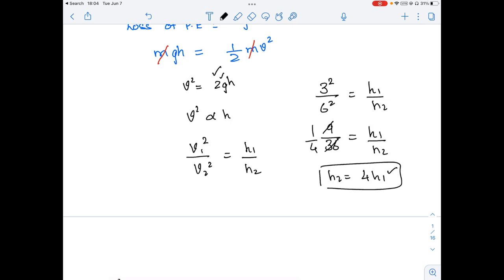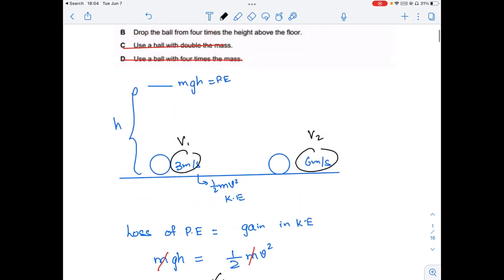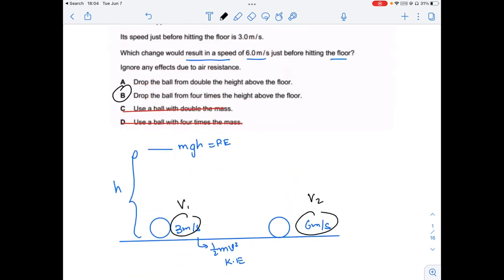So if you are throwing from 4 times the initial height, the velocity will become double. So do we have that one? Drop the ball from 4 times the height above the floor. So the option is going to be B. That's going to be the answer.